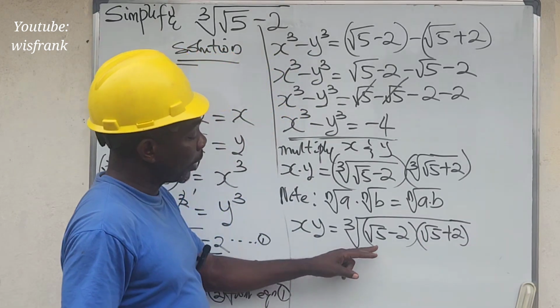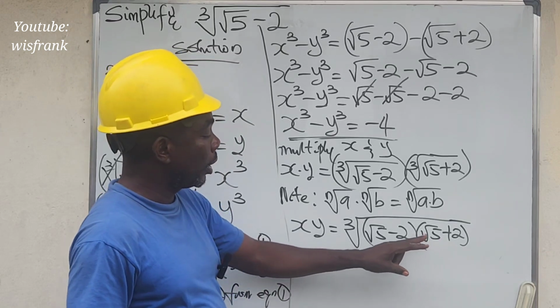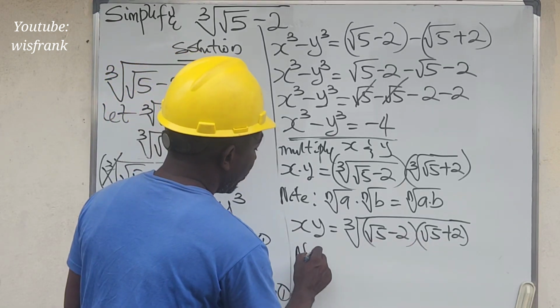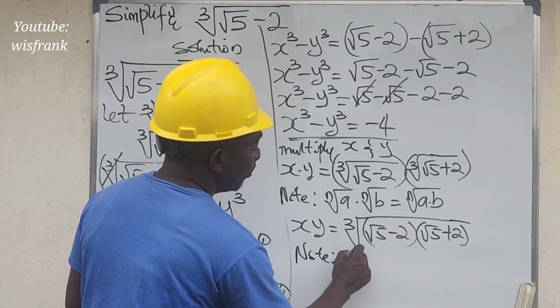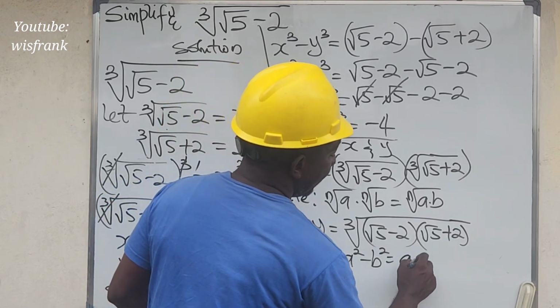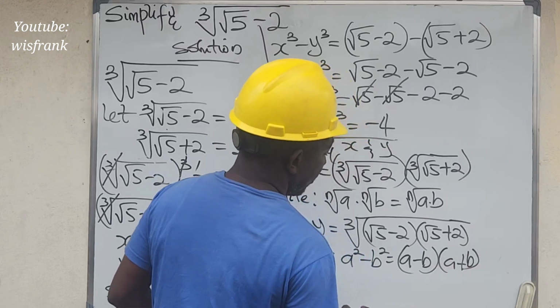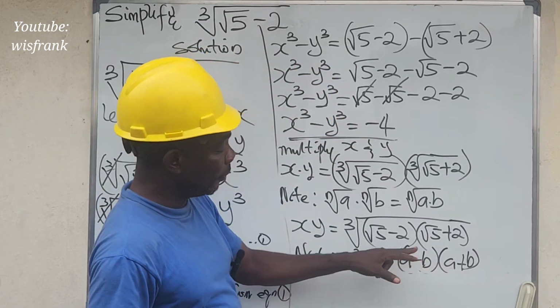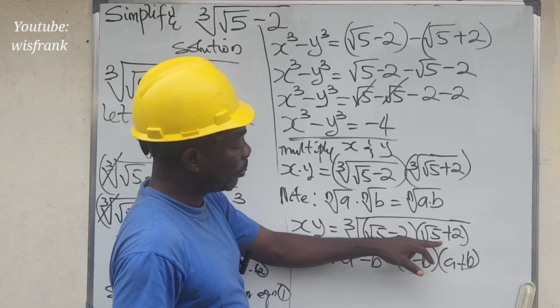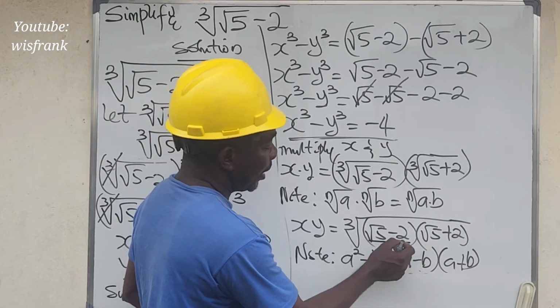In this case, we can see that inside the square root, we have a difference of two squares. We recall that a to the power of 2 minus b to the power of 2 is the same thing as a minus b into a plus b. So this is what we have inside the square root, and we are going to express it in this format. In this case, this is our a and this is our b.